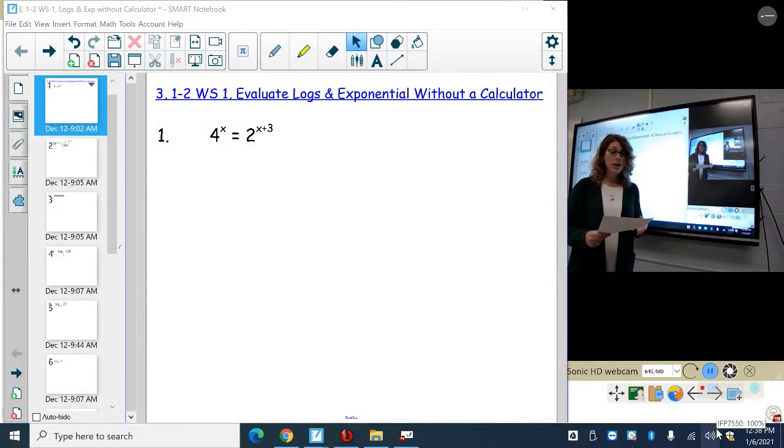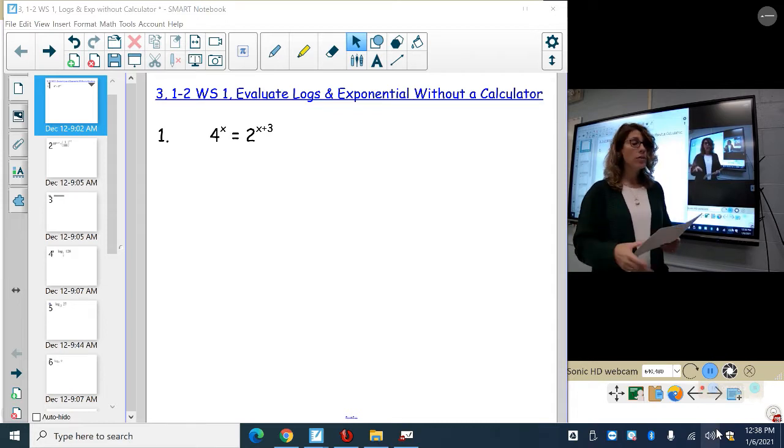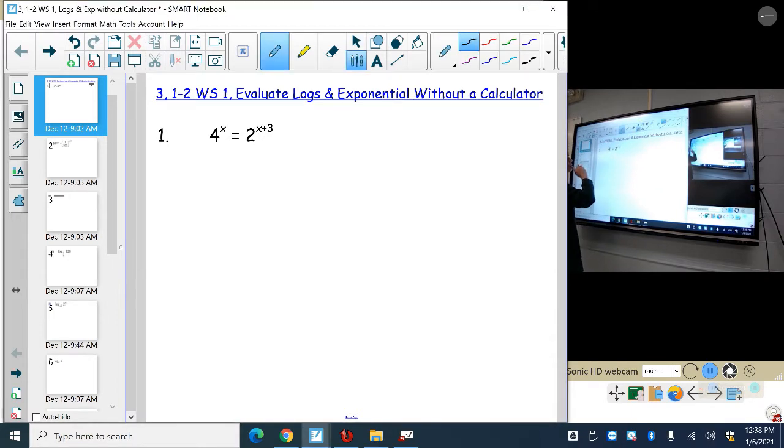Okay, today what we're going to be talking about is how to solve logarithms or exponentials without using a calculator. Your whole goal today is to only use your mathematical brain and not any calculator. Okay, so how do we go about this? I'm going to go right into tonight's homework, which is 3.12 worksheet 1, evaluate logs and exponentials without a calculator.